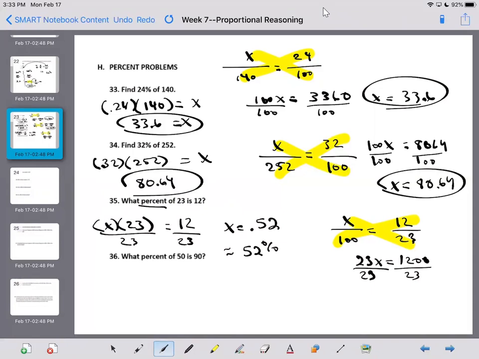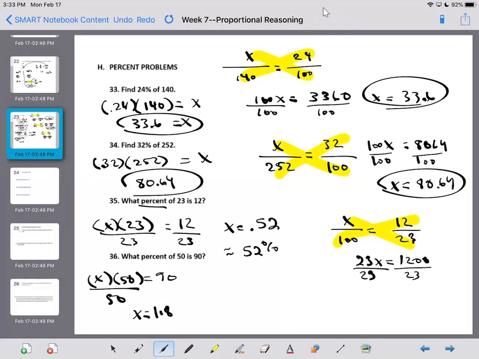What percent, I don't know, of the total, which is 50, is 90? So that means this is more than 100% because the whole was 50, the part's 90. So if I divide 90 by 50, I'm going to get 1 8/10.